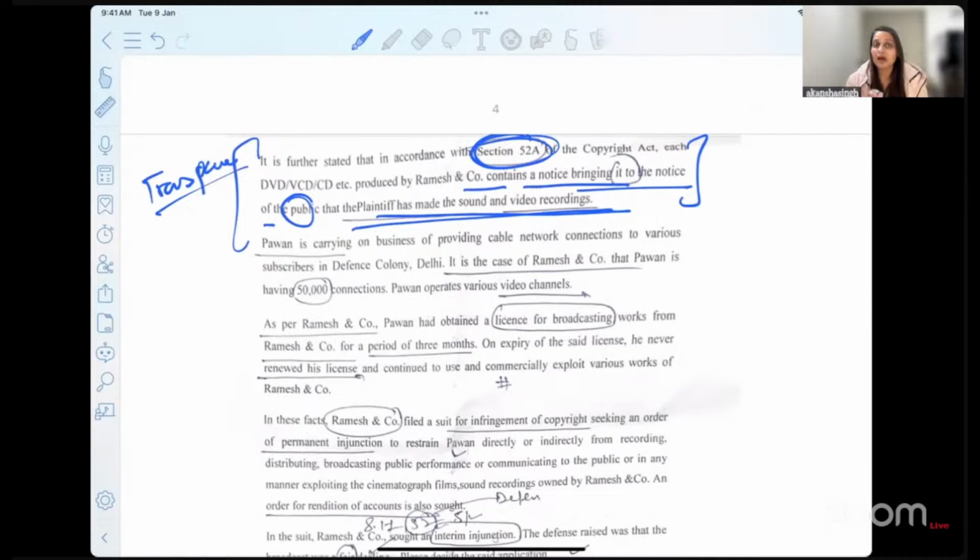Now Pawan, the other party, comes into the picture. Pawan is carrying on business of providing cable network connections to various subscribers in Delhi.